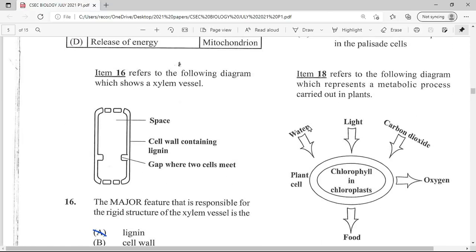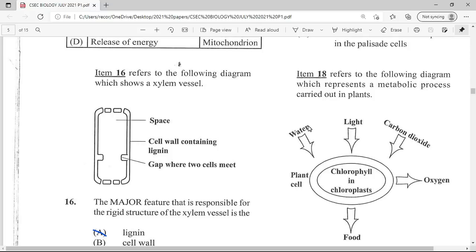Question number 18 seems to be a question that repeats a lot, or should I say the diagram itself repeats a lot, because in more than enough cases we're seeing this question and the options are not the same. The diagram is the same, but the options for the answer are not. Now, item 18 refers to the following diagram, which represents a metabolic process carried out in plants. If we look here, getting into the plant is water and carbon dioxide, and we have light coming in. So clearly, it's telling us about photosynthesis.